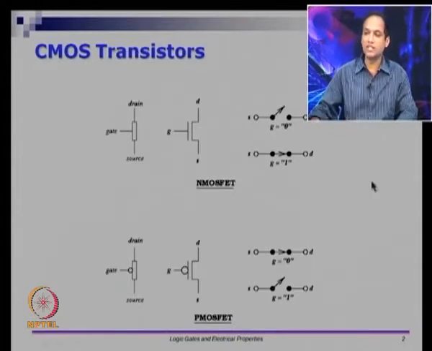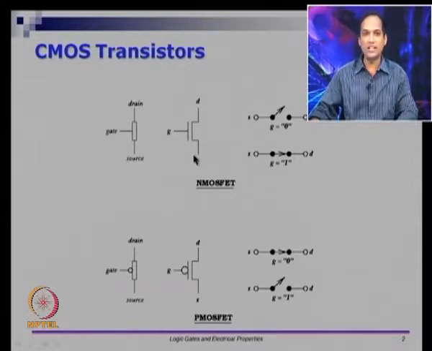A transistor is usually a 3-legged device. You have a terminal called the source, one called the drain, and another terminal called the gate. There are 2 types of transistors used in CMOS: the first type is called N-type MOS and the second type is called P-type MOS. These are the symbols used for N-type and P-type respectively. You can see that there is a bubble at the gate terminal for the P-type, whereas for the N-type there is no bubble. So let us see what these transistors actually mean.